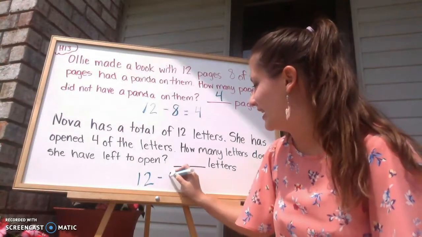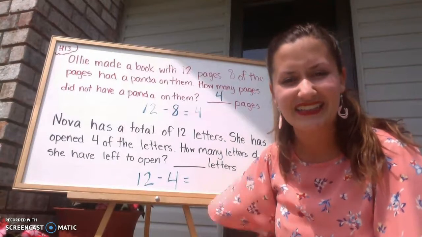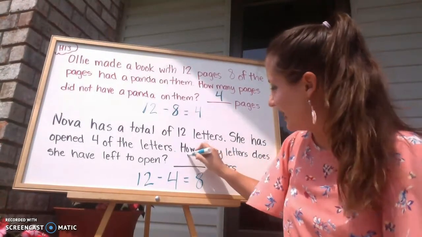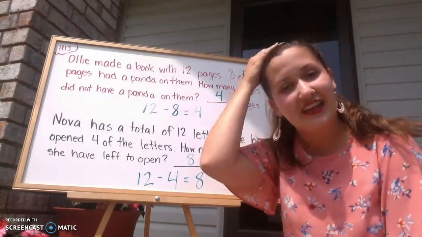So we'll put our minus sign into 4. Now, 12 minus 4 equals what? 8. Very good. 8. So our answer is what? 8 letters. She has 8 letters left to open. Good job. Way to go.